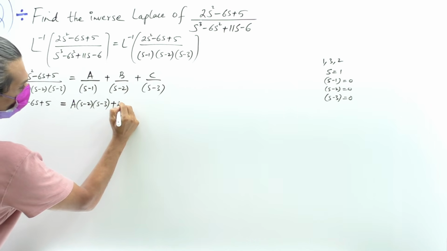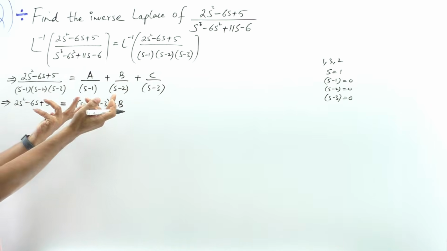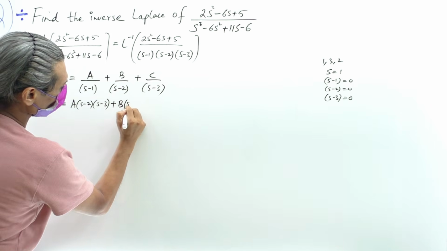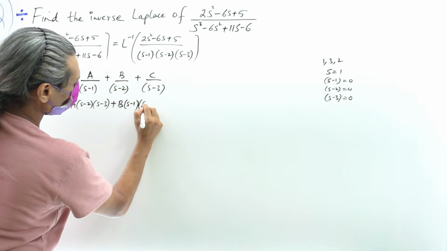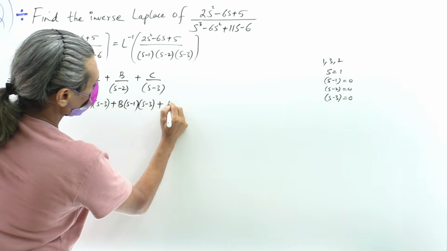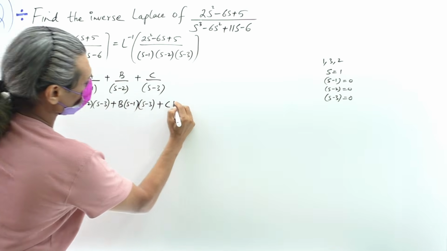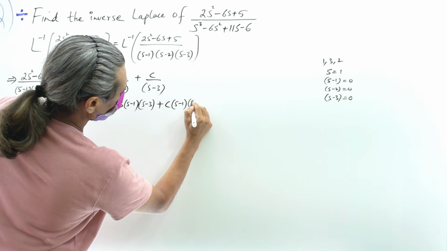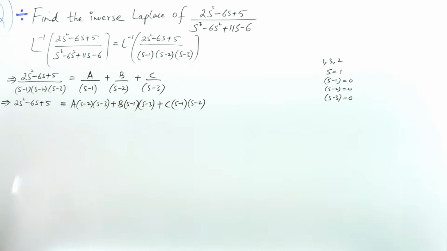Getting it now, right? Now see, B has S minus 2. It needs what? S minus 1. It needs from this S minus 1 and S minus 3. Plus C has S minus 3. It needs only S minus 1 and S minus 2. That's it. Okay. Now we have this.